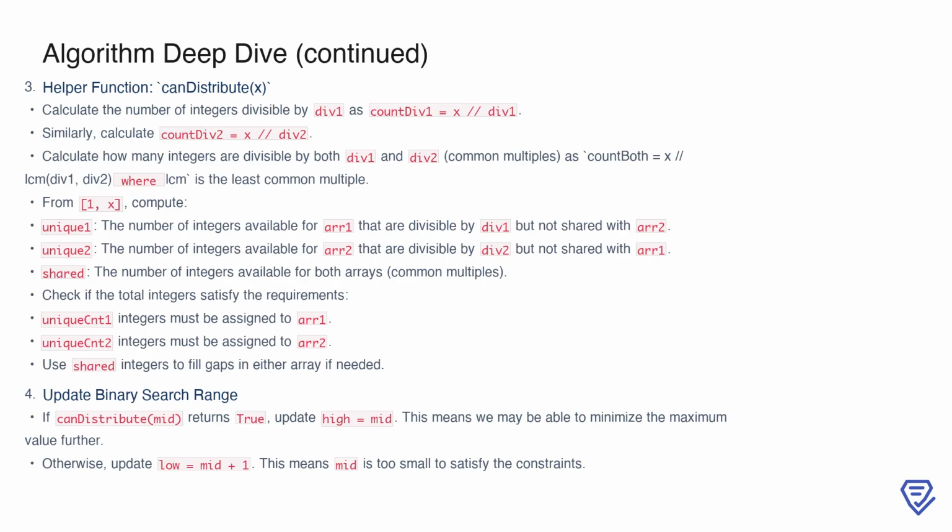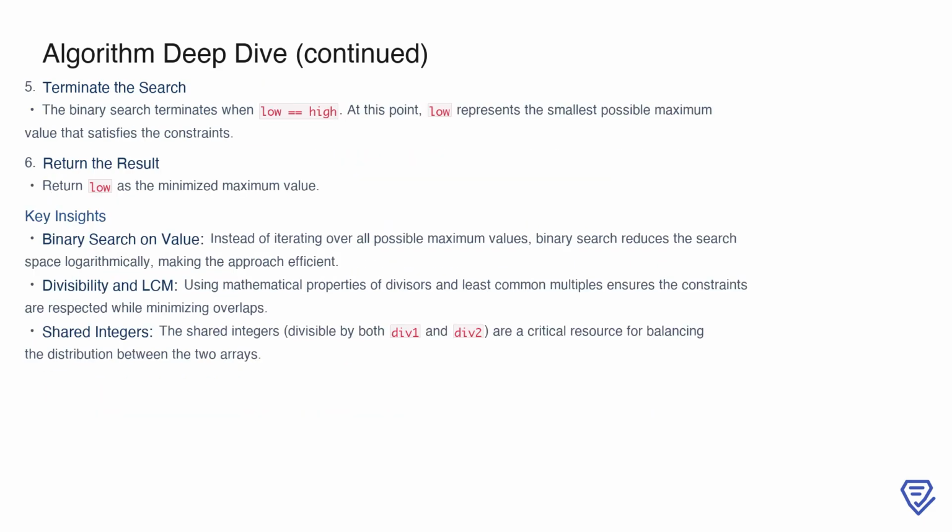Based on this, the binary search range is updated. If canDistribute(mid) is true, we set high to mid, aiming to minimize x. Otherwise, we increase low to mid plus 1, as the current x is insufficient. The binary search process continues until low equals high. At this point, low represents the smallest maximum value that satisfies the constraints for both arrays. This value is then returned as the result, giving us the minimized maximum value.